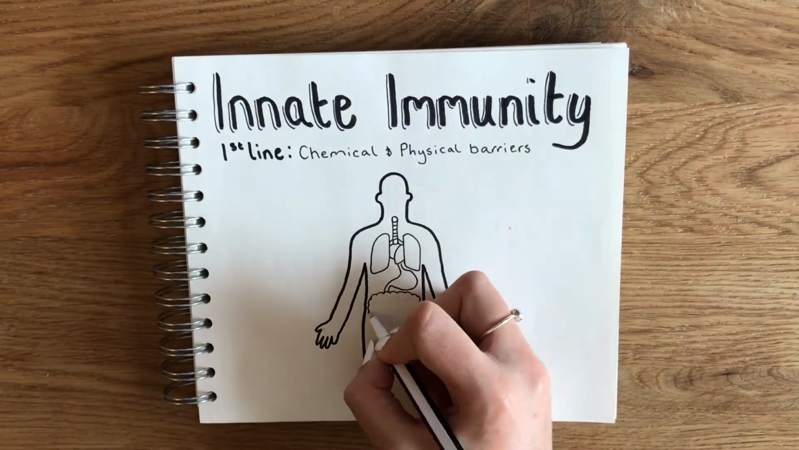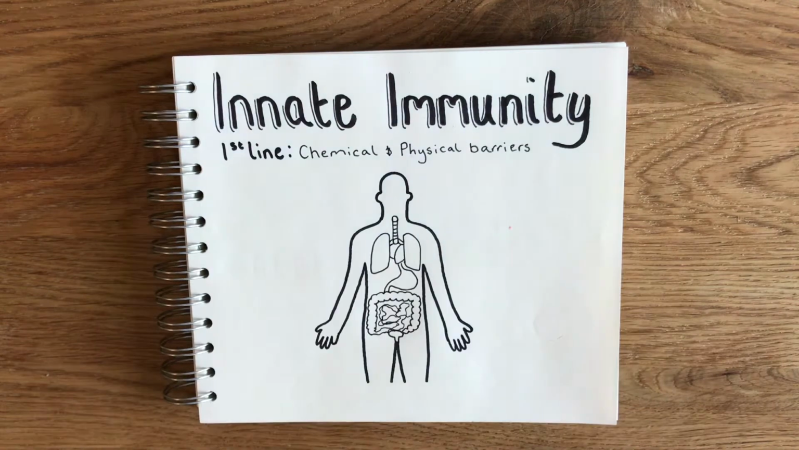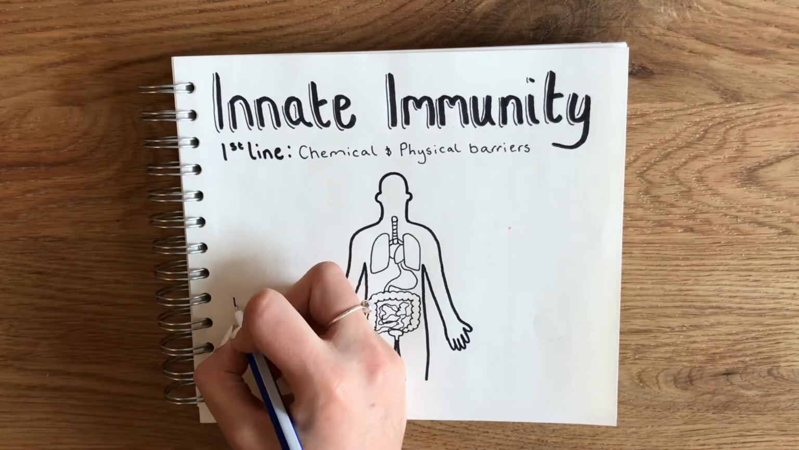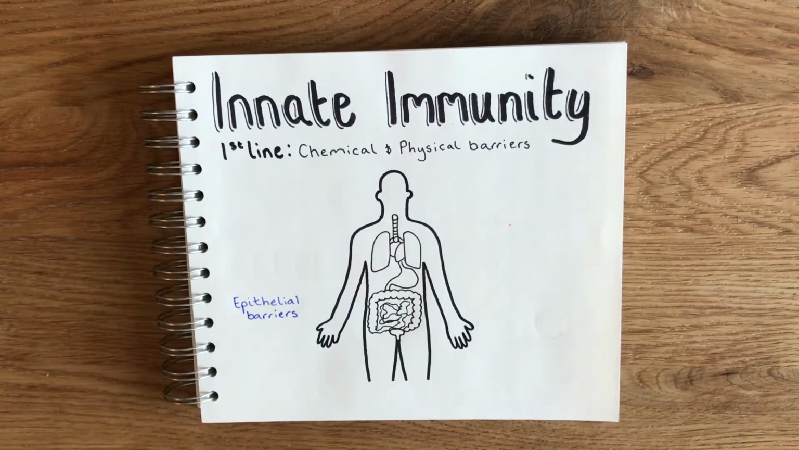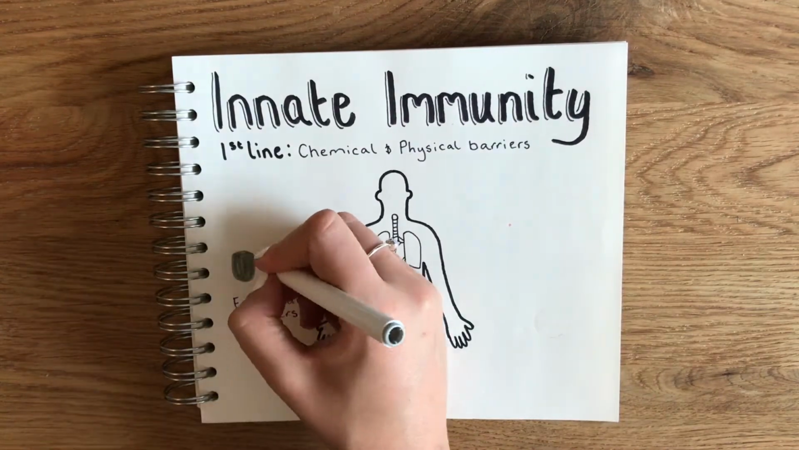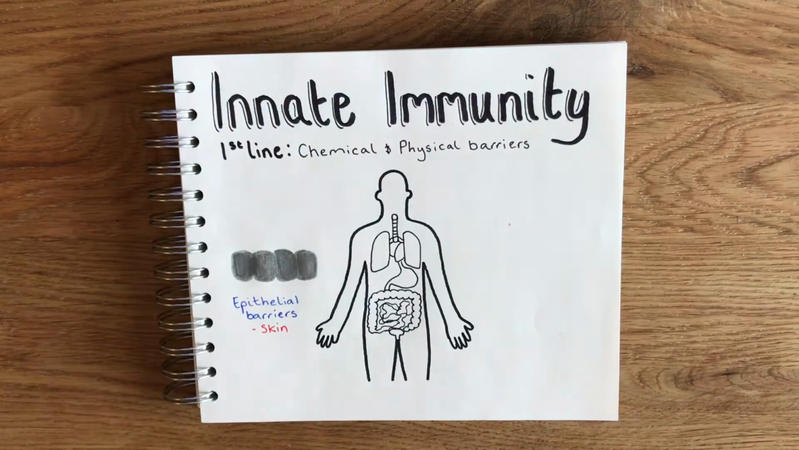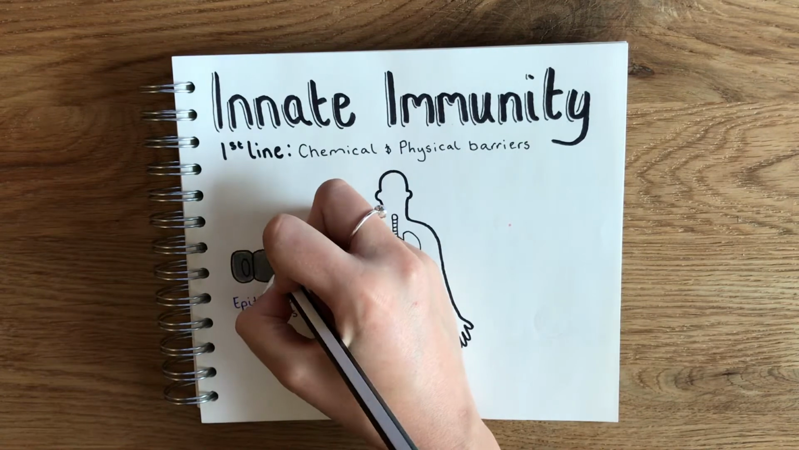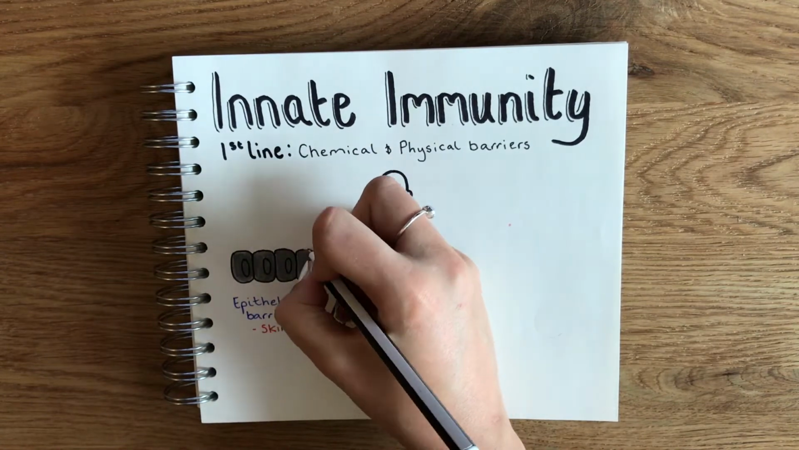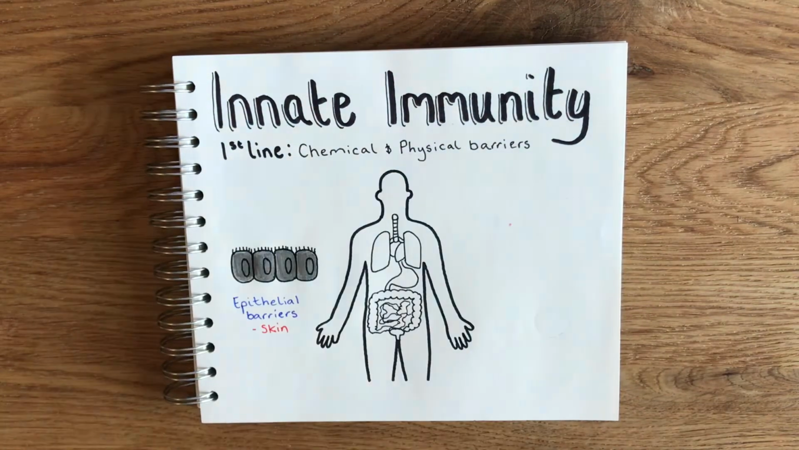So the first line of defence is made up of physical and chemical barriers. This is things such as our epithelial barriers or our skin. So as simple as it may seem, this is actually a very integral part of our innate immune system. It acts as a large protective barrier around the whole body to try and stop pathogens from entering into our body in the first place.